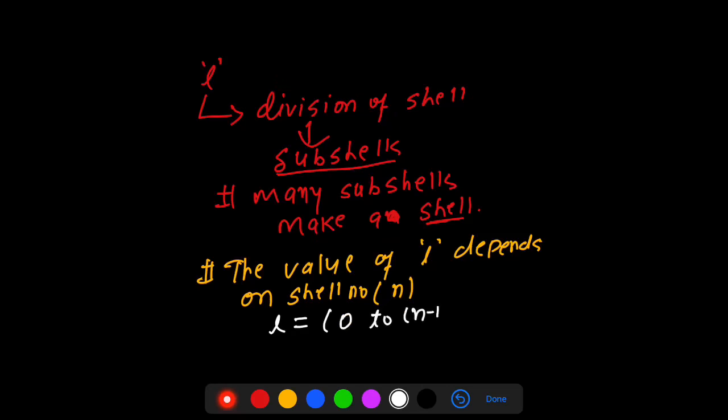How does it depend on n? So remember this, the value of L goes from 0 to n minus 1. The value of L will go from 0 to n minus 1. All the integers from 0, including 0 also, till n minus 1 will be the values of L. We'll try to understand it through an example.